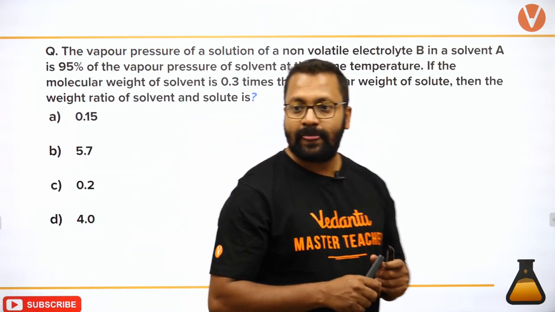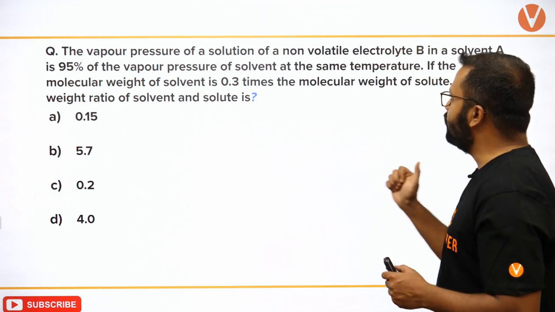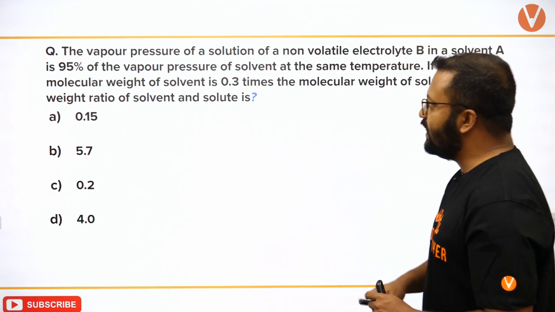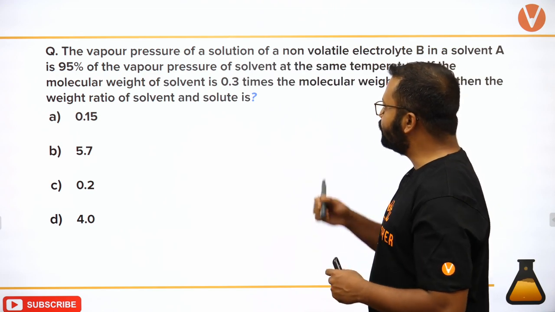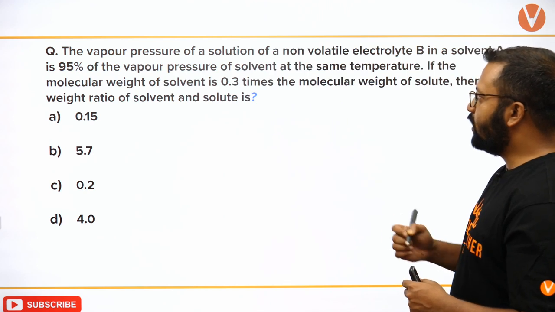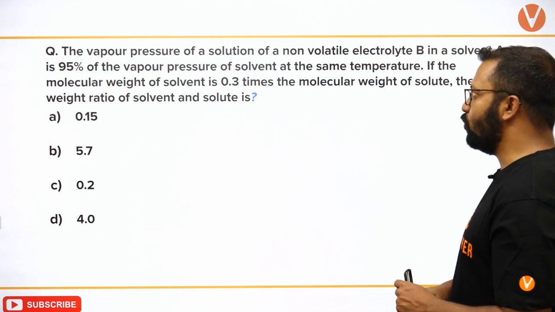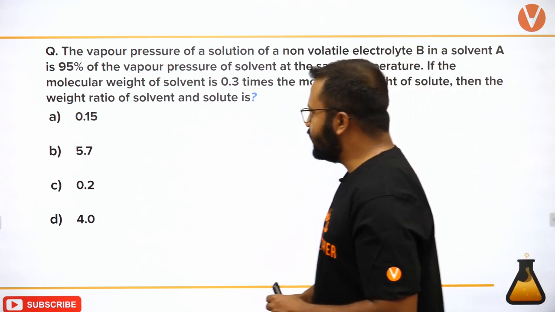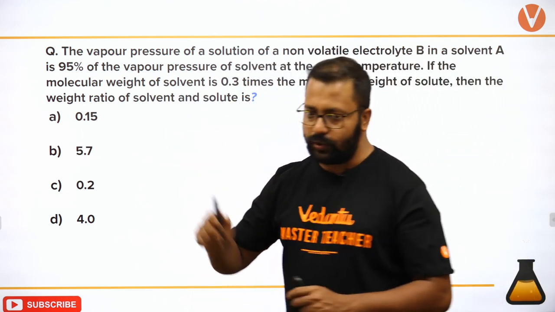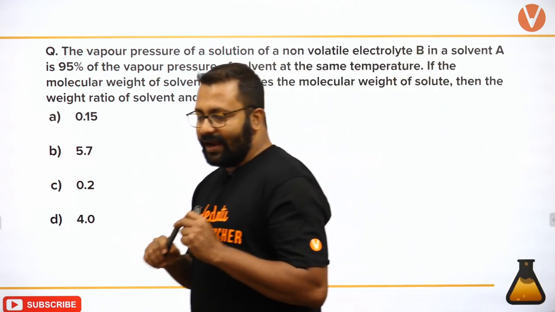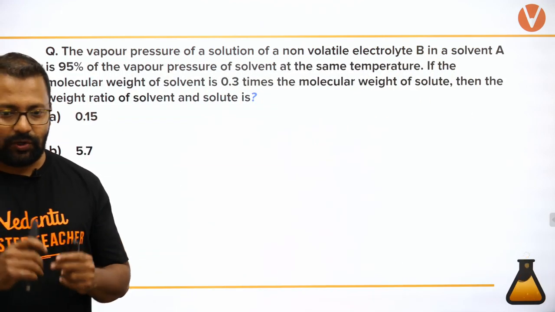Next question is this. The vapor pressure of a solution of a non-volatile electrolyte B in a solvent A is 95% of vapor pressure of solvent at the same temperature. If the molecular weight of the solvent is 0.3 times the molecular weight of solute, then the weight ratio of solvent and solute is. Okay? Then the weight ratio of solvent and solute is.